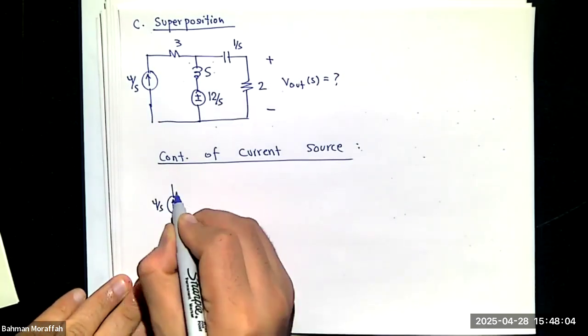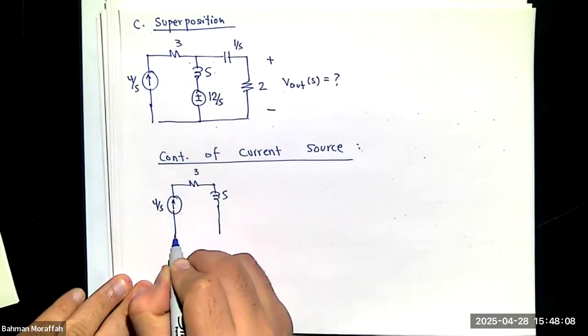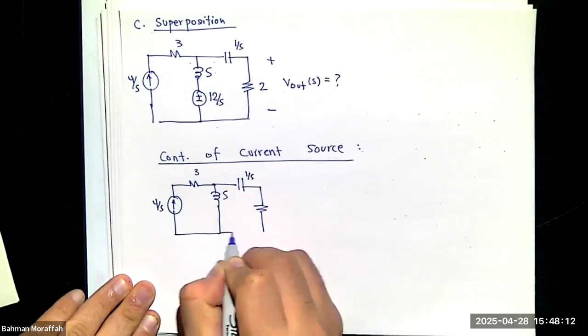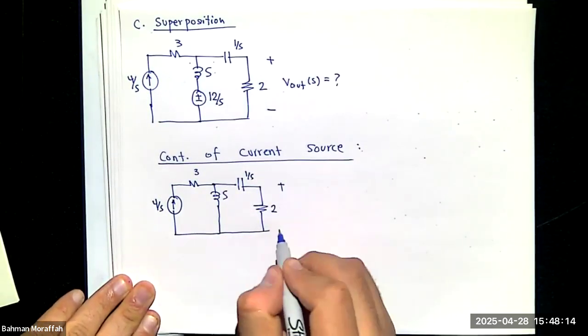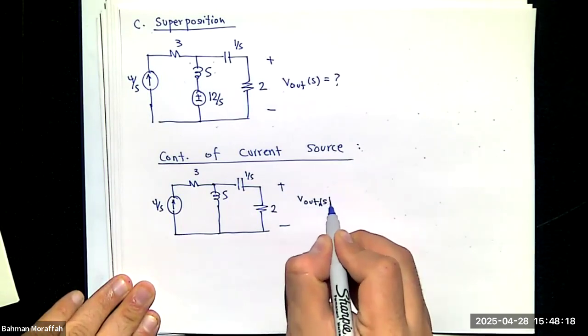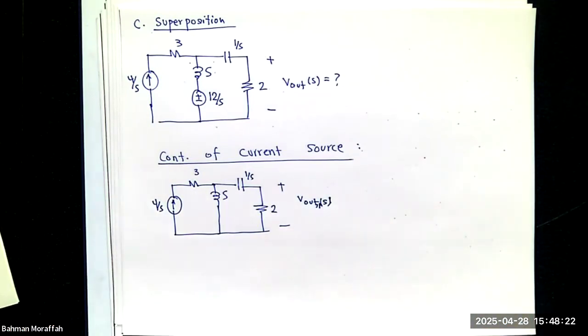That's 4 over S, 3 S. This becomes a short circuit. This is 1 over S. This is 2. Let's just call this V out of S. 1 is the contribution of the first. Right? How do we do this?